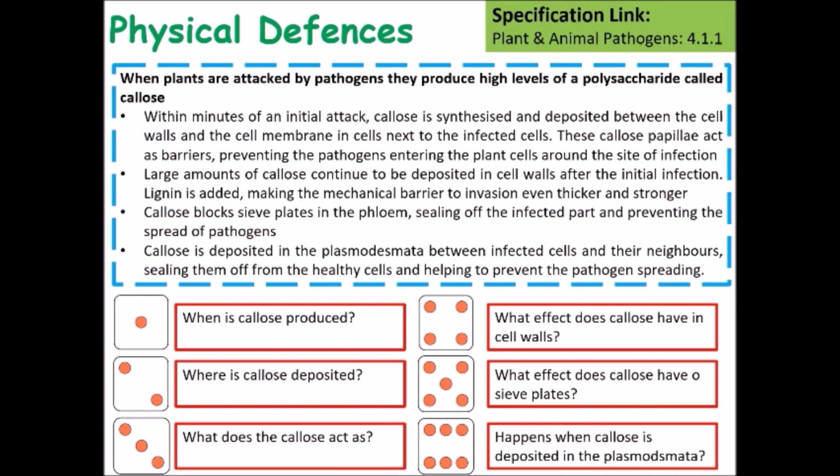You might want to have a think about some of those six key questions below.